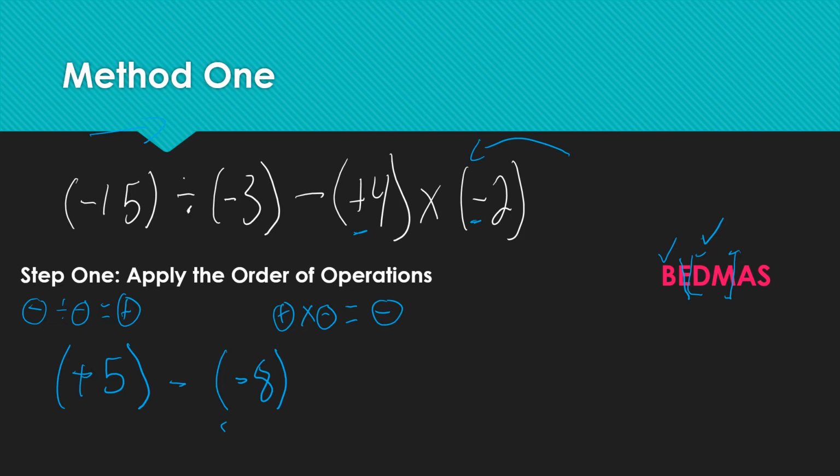So let's see what that looks like here. I'm just going to get more space so I can write it down. But we have a positive 5 subtracting a negative 8. Now, when we had our BEDMAS there, we know we did all of those steps. So we asked ourselves, okay, do we have addition, subtraction? Yeah, we have subtraction, so we go right to it.